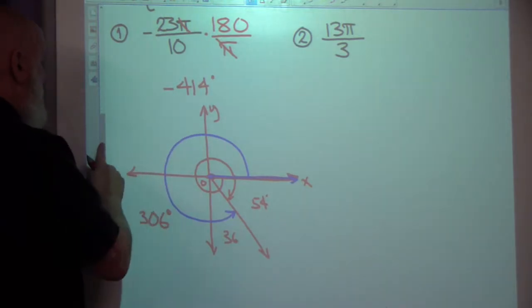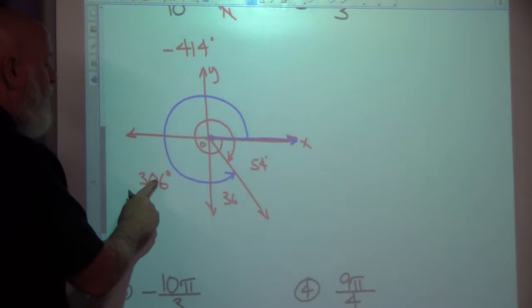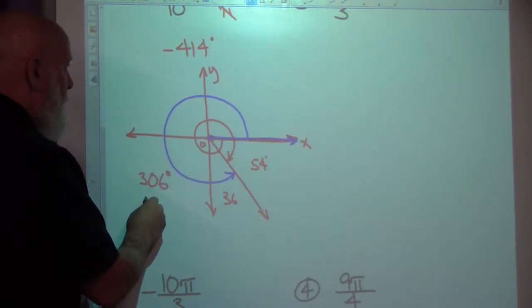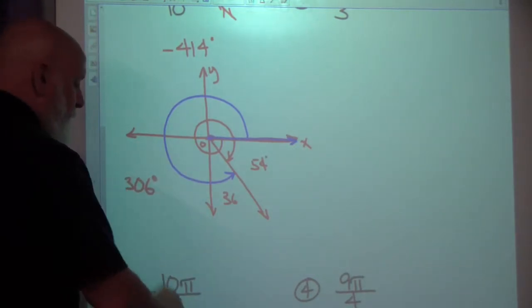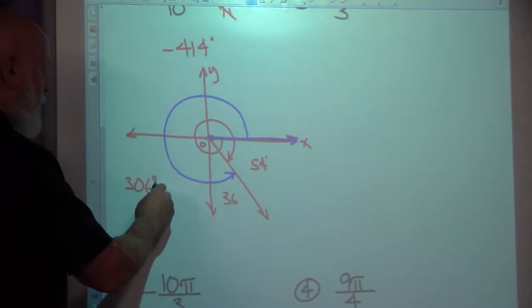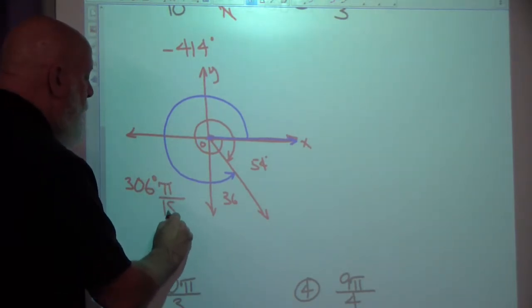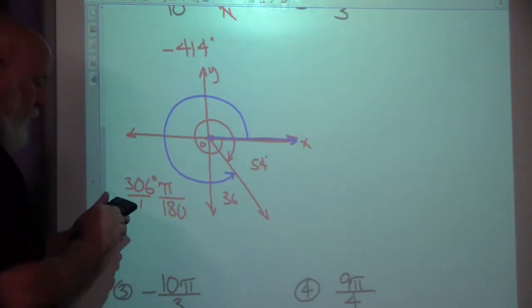But I want it represented between 0 and 2 pi, so I'm going to convert 306 degrees to radians. And we do that by multiplying by pi over 180 and reducing. So I'll just do that right here. Got to do it somewhere. 306 times pi over 180. You can think of this as being over 1. And I'm going to start dividing.